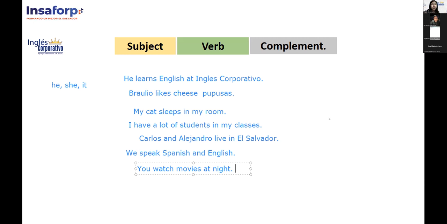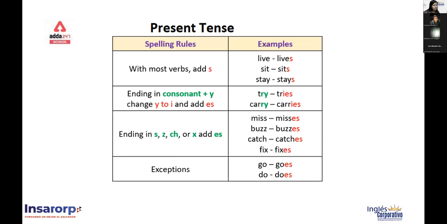In the next slide, we have the rules for the third person singular. With most verbs, we add the S. Leave, leaves. Sit, sits. Stay, stays. Listen, listens. Write, writes. Use, uses. Love, loves. Like, likes. Okay? He, she, or it. If the verb ends in consonant plus Y, we change the Y to I and add ES. For example, try, tries. Carry, carries. Study, studies.